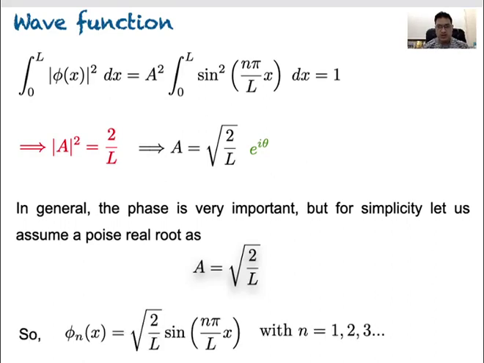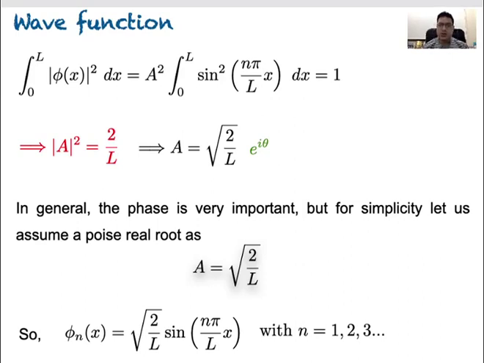So in this case, now my phi n can be written as square root of 2 over L sine of n pi over L x, as your wave function is dependent on this quantity n, which is a positive integer. So now I have introduced a subscript in your wave function, phi n of x. Okay, so for a given n, I will get one particular kind of wave function.